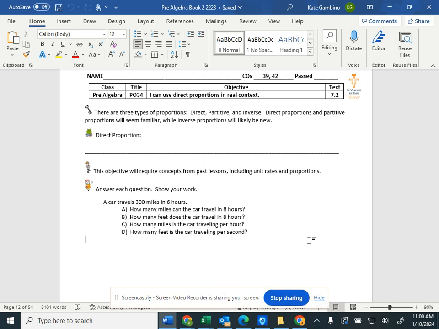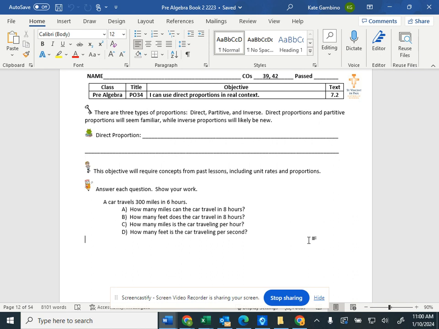PO34. It is a power objective, so we're starting with a really strong one. This is building off of our last unit. Okay, this is I can use direct proportions in real context. So we did proportions in our last unit. Yeah, let's not do that anymore. It's very distracting. So let's look at what we are doing in this objective.